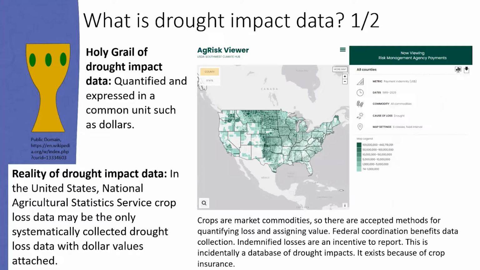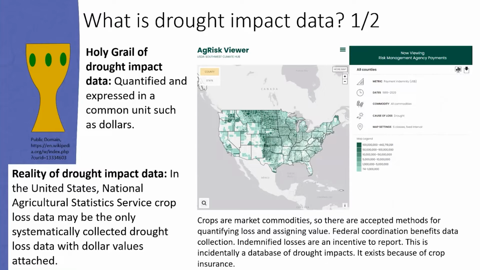So just a broad overview of what is drought impact data. I think people have this idea that there's just a lot of data out there, and there is, but it's not about drought impacts. Sort of the holy grail of drought impact data would be quantified and expressed in a common unit, such as dollars.